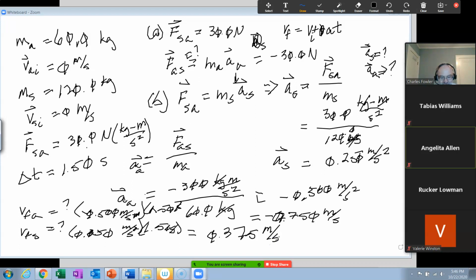Now, let's see what else goes by that ratio of 1 to 2 or 2 to 1. Your final speeds do. Your accelerations do. The astronaut is moving twice as fast, but in the opposite direction as the spacecraft.